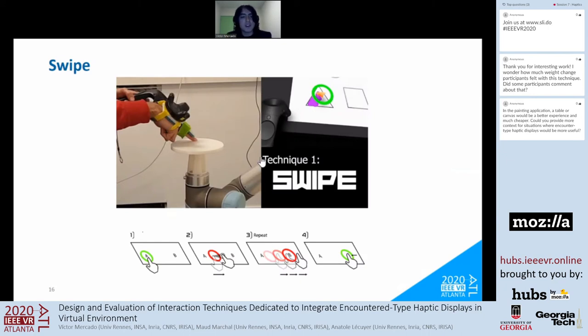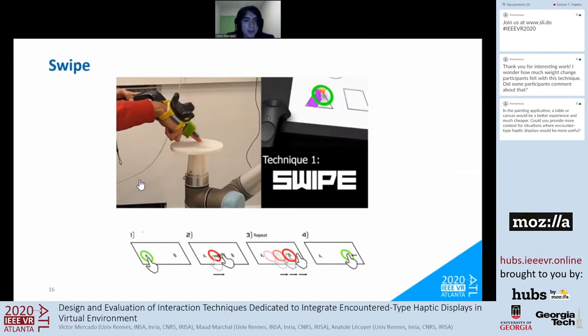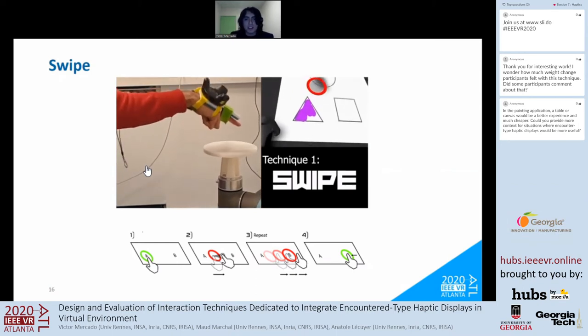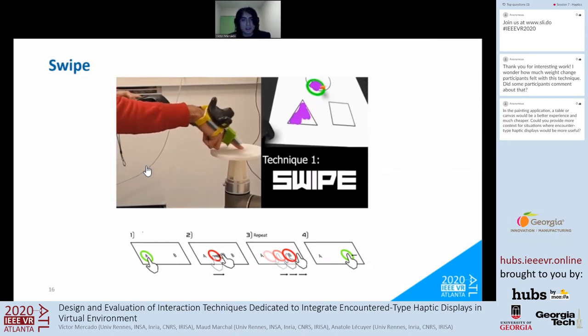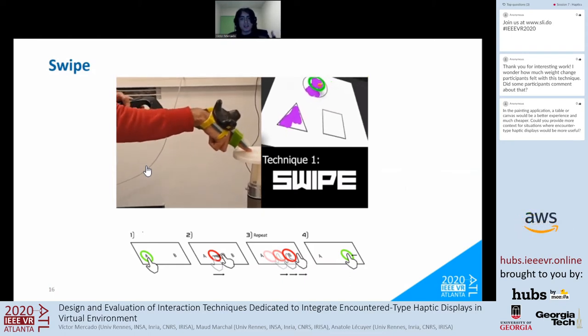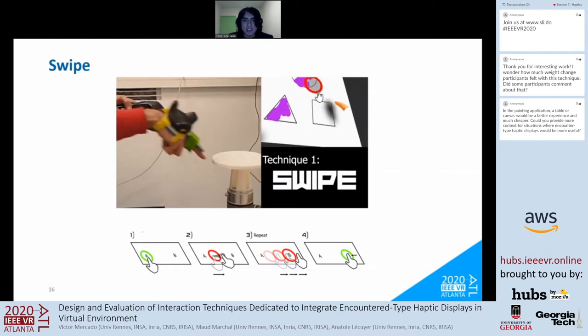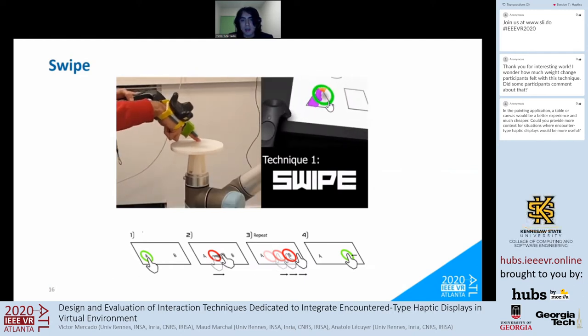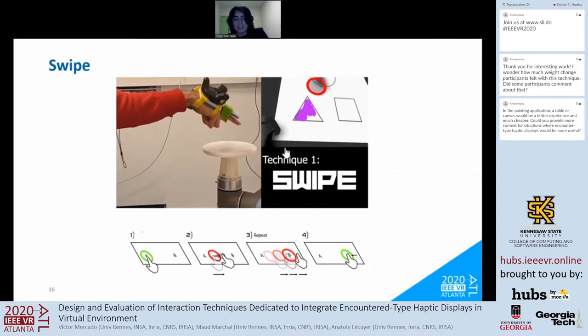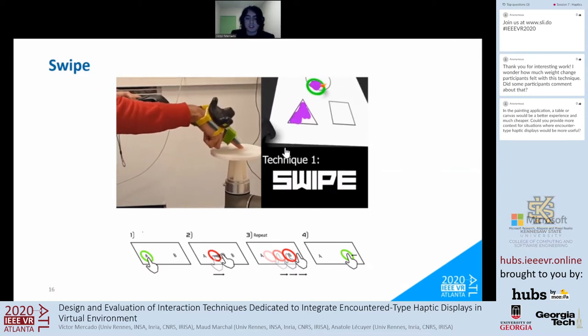So let's begin with the first one. The first one is called swipe. And as the name says, users need to swipe in order to move the contact area. The system actually detects the gesture and erases, for instance, the spilled paint. And that's how the user moves the contact area, as you can see represented by this green and red circle. And actually the circle is following the direction of the swipe.